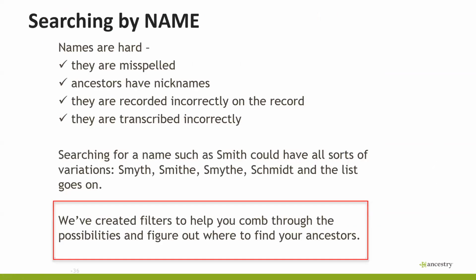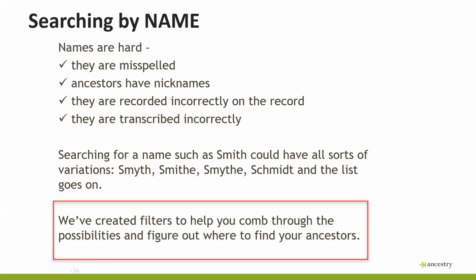Searching by name is difficult. Names are misspelled. They might have a nickname. They might have been baptized with a certain name and then end up in some censuses by another name or a nickname. And so you really have to keep it together so that you don't get off the rails. They might be recorded incorrectly on the record itself, depending on who was doing the writing and who was doing the giving of the information. And they could be transcribed incorrectly.